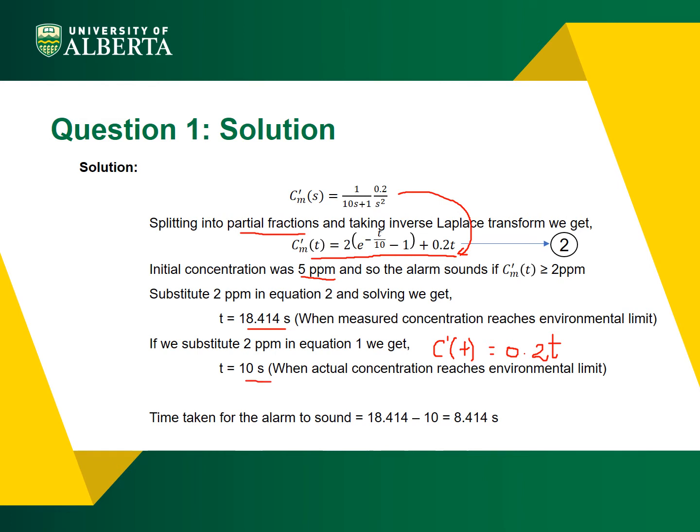So the original concentration exceeds the limit at 10 seconds, but the measured concentration exceeds the limit of 7 ppm at 18.414 seconds. So the time taken for the alarm to sound after the actual concentration has reached 7 ppm is just the difference between these two. If you take the difference, you get the time taken for the alarm to sound. So this completes question 1.